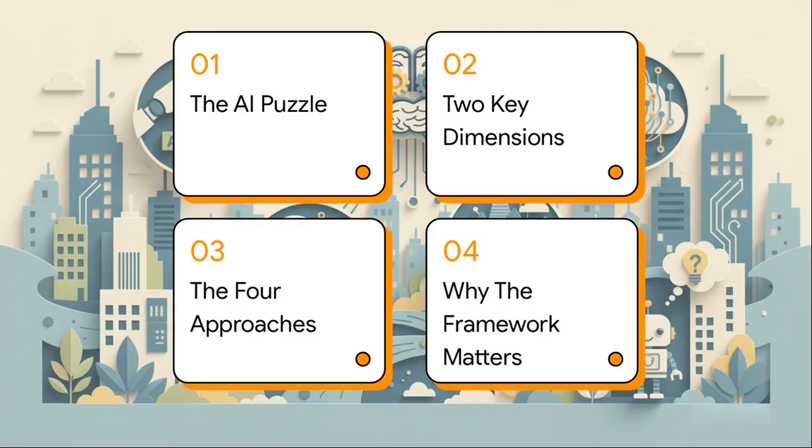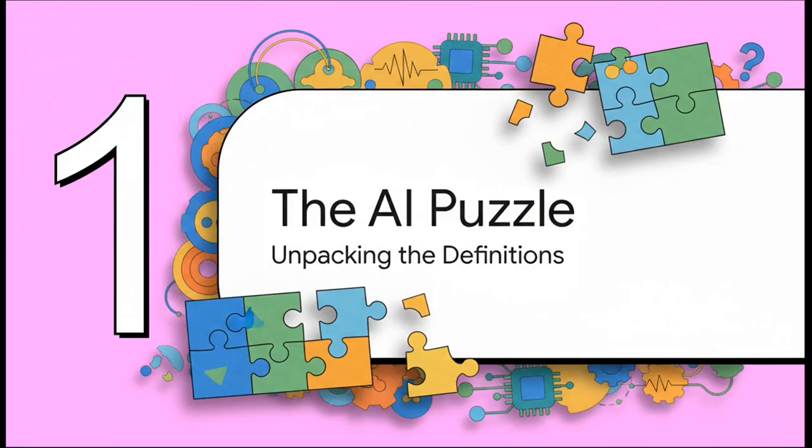So, to get our heads around this, here's the game plan. First, we'll look at the AI puzzle itself. Then, I'll show you two key dimensions that help organize the chaos. After that, we'll reveal the four main approaches to AI and wrap up with why knowing all this actually matters. All right, let's dive right in with that puzzle.